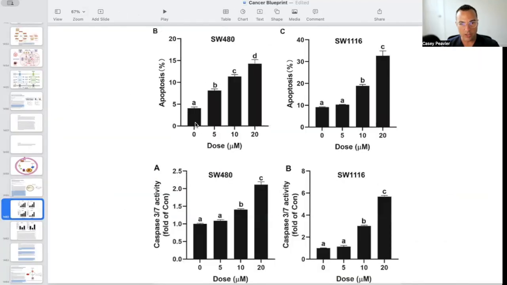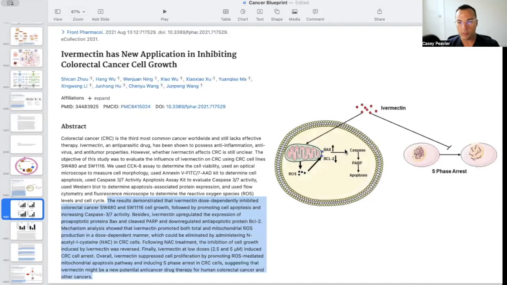And we see here this is apoptosis on these different cancer cells. And we see that in a dose-dependent fashion, we see an upregulation of apoptosis from 5% to 10% to 15% on this SW116. It seems it's even more pronounced. You see that at 20 micromoles, you see a nearly 35% increase in apoptosis. And then you see that the reason that it's happening is because there's an increase in caspase activity. Caspases are part of the programmed cell death pathways.